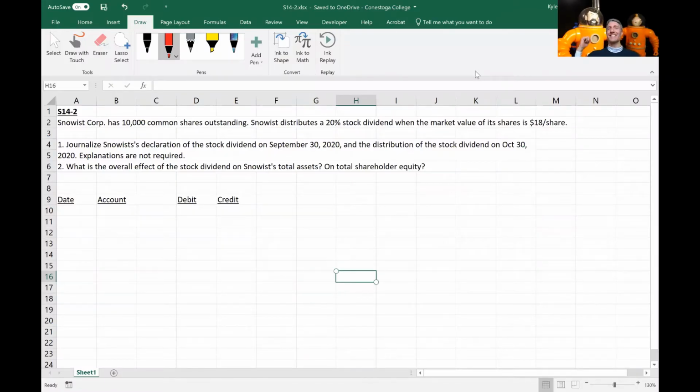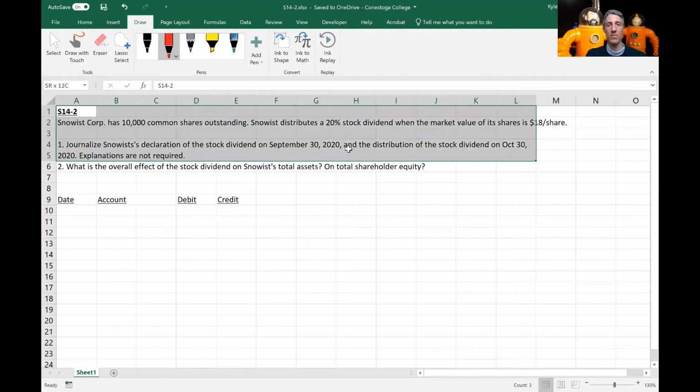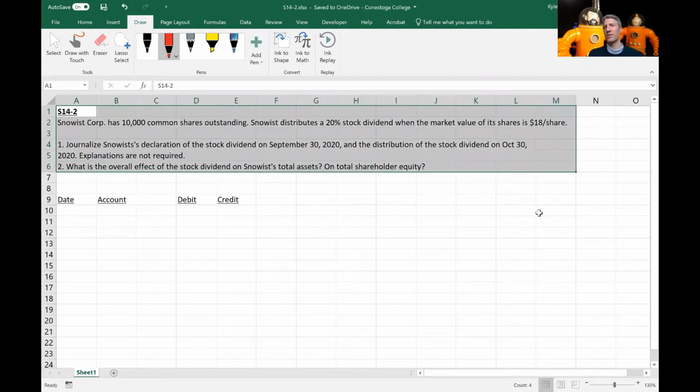I'm here with Tintin and Captain Haddock, and today we're going to go through an e-tutorial on solving problem S14-2 from your textbook. So I don't think this problem is found in the workbook, it's in the actual textbook.